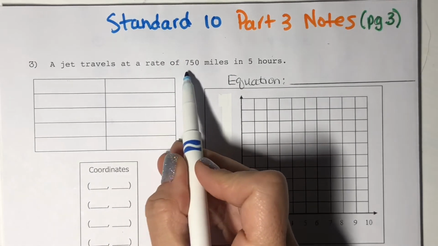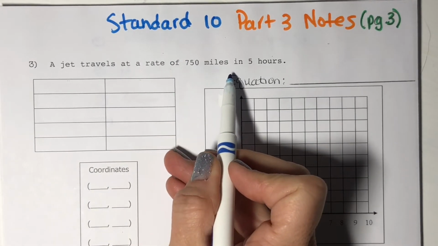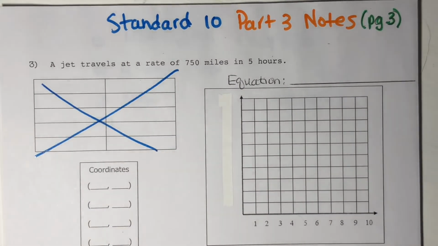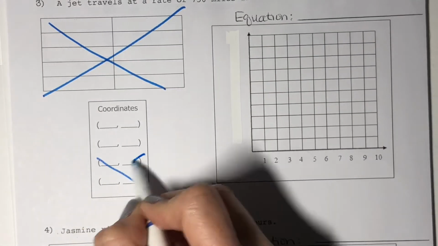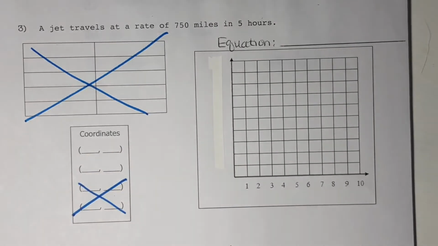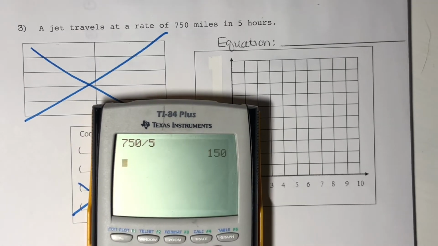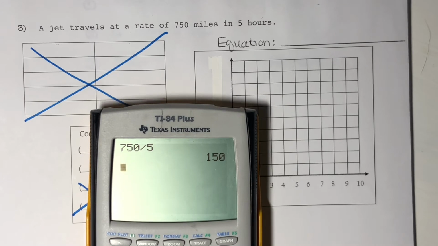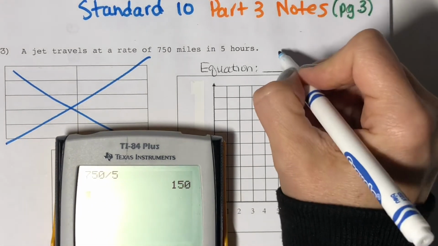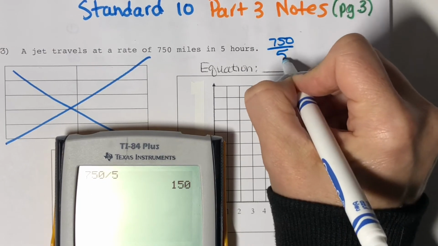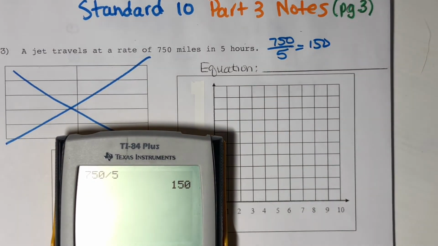A jet is traveling at a rate of 750 miles in 5 hours, but guess what? Pain in the butt. Well, I could cross at least these two out. I'll use these. I have to figure out, first of all, how much this jet is traveling in 1 hour, right? Because that's what unit rate is. That's what slope is. So the first thing I'm going to do is take this calculator, and I'm going to say, okay, 750 miles in 5 hours gives me a speed of 150 miles in 1 hour. As soon as I have that, 750 divided by 5 is 150. I know I have my unit rate.